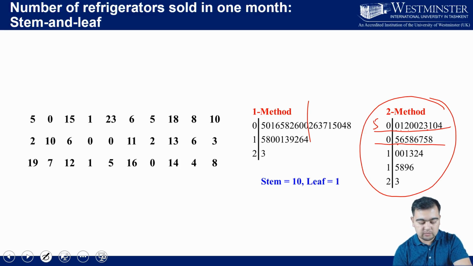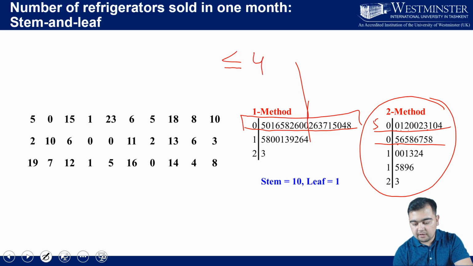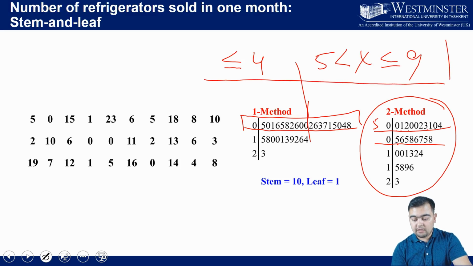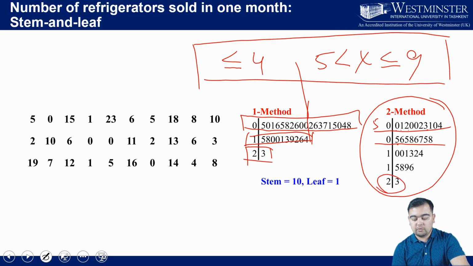So what we did here is we simply took the first stem and divided it into 2 halves. So basically the numbers up to 4 and the numbers from 5 up to 9. In that manner, you're going to simply apply this rule to the other stem as well, and to the third stem. Since we have only one number, we'll have only one stem for both methods.